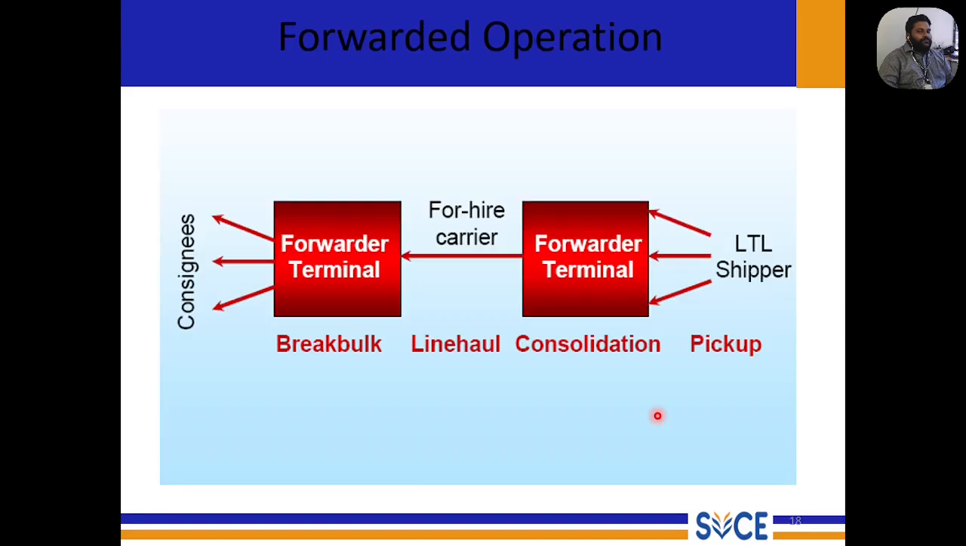So a forwarder operation is like this: an LTL shipper transports to a terminal, then a for-hire carrier is hired, where it is again transferred to a terminal, followed by delivery to the receiver. So it is pickup, consolidation, line haul, then breaking the bulk and delivering to the receivers.